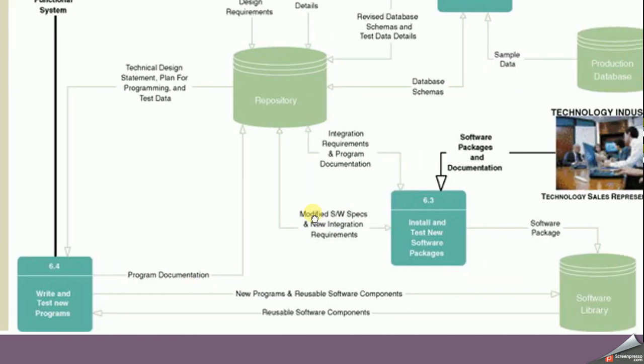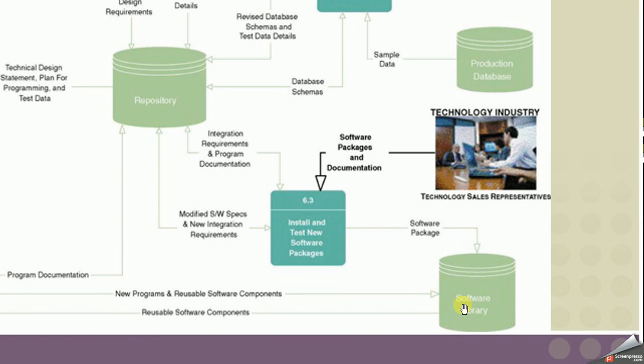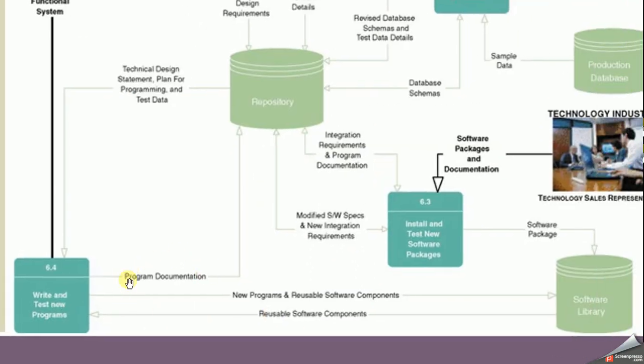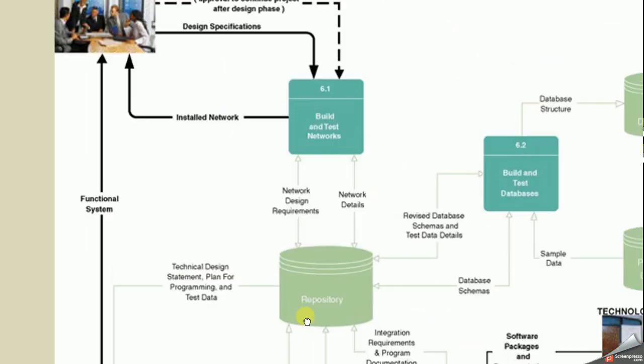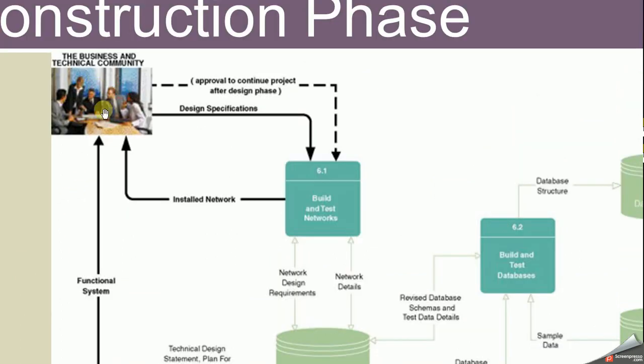And what are the outputs? Also, we may have any reusable software components that we may reuse from the software library. These are the inputs, and the outputs, it will generate new programs and reusable software components. All the new programs that are developed will be stored in the software library, and the program documentation will be stored in the repository. And at the end, this phase will deliver a functional system to the steering body for its approval, right?